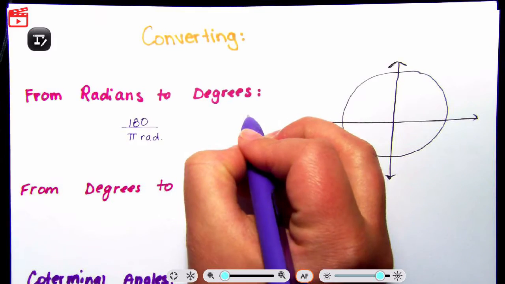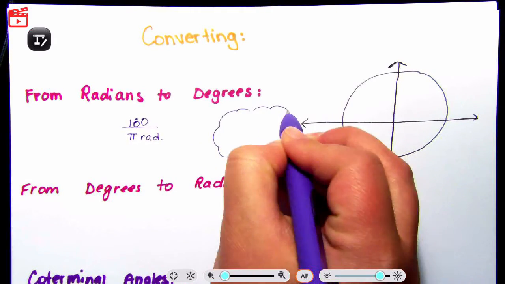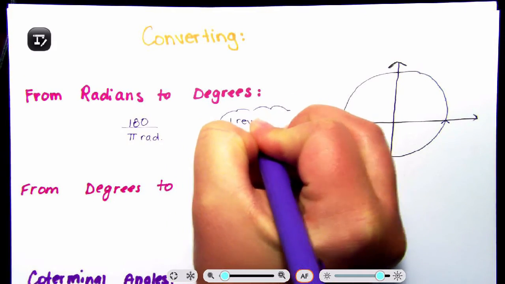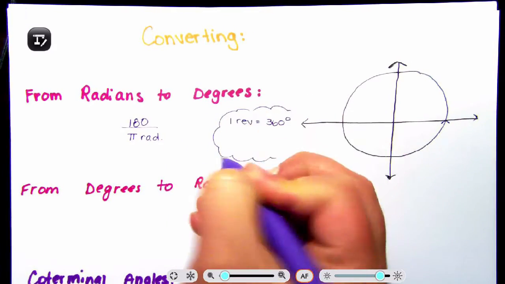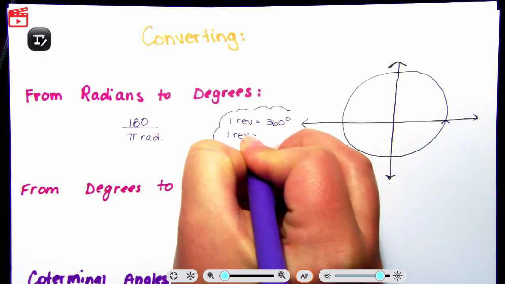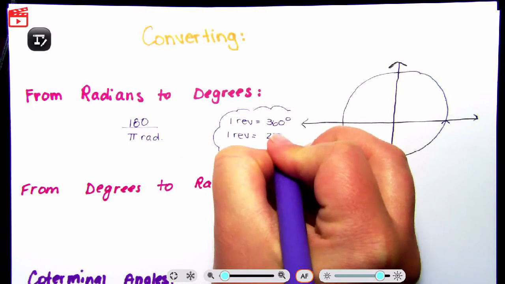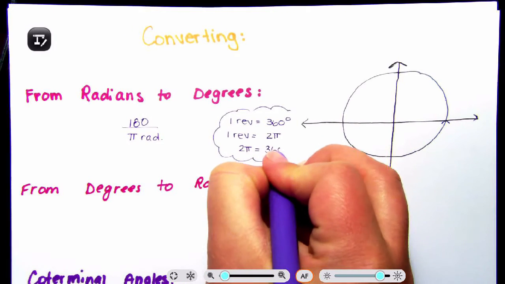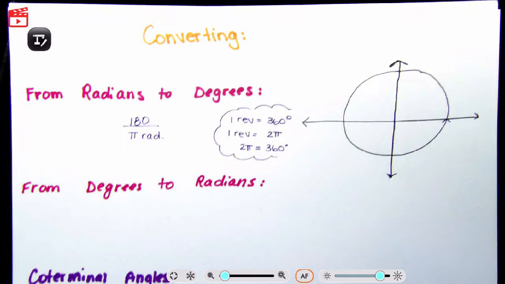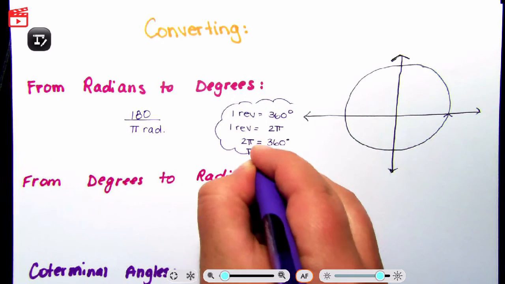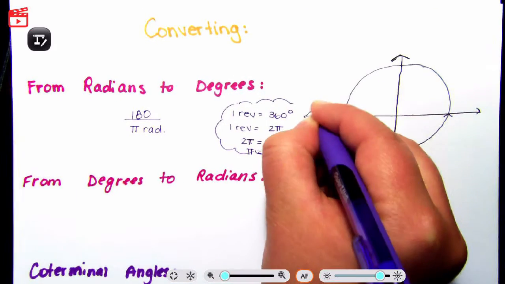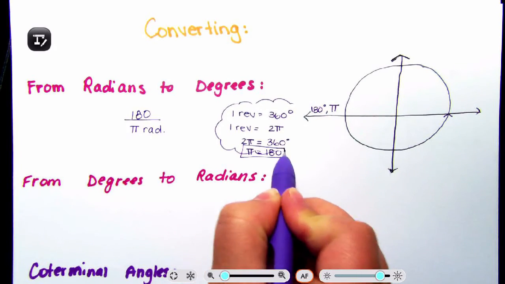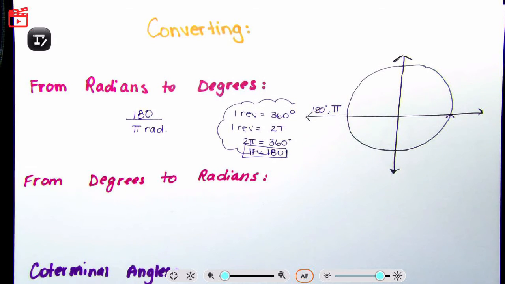Now, where did this come from? This came from 1 revolution being 360 degrees, and 1 revolution or rotation being 2 pi. So that means 2 pi is the same thing as 360 degrees, which means pi is 180 degrees, which we know from here. So we're using this in order to convert from radians to degrees.